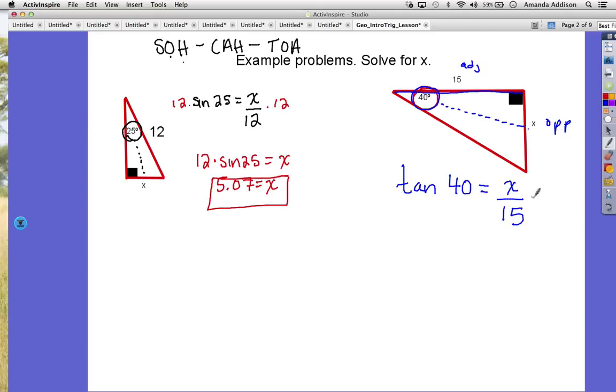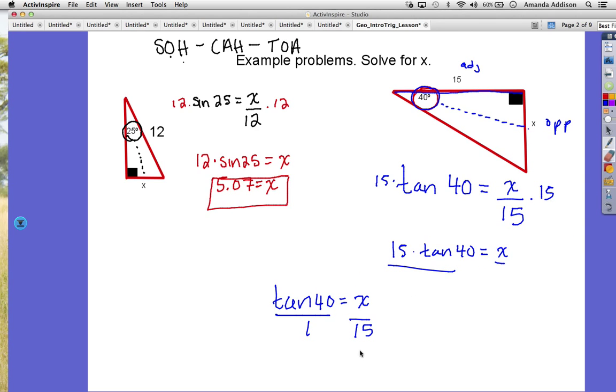When I go to solve this, I'm going to multiply both sides by 15, and I get 15 times the tangent of 40 equals x. Some might be asking, why didn't I do the cross multiplication? You can still cross multiply, but you'll notice that when you multiply 1 times x, you'll still just get x. 15 times tan 40, so it'll be the same exact thing. So 15 times the tangent of 40. You should put that into your calculator and see what you get.